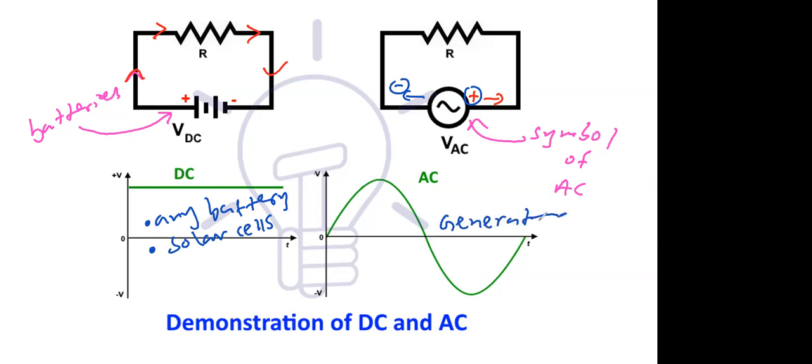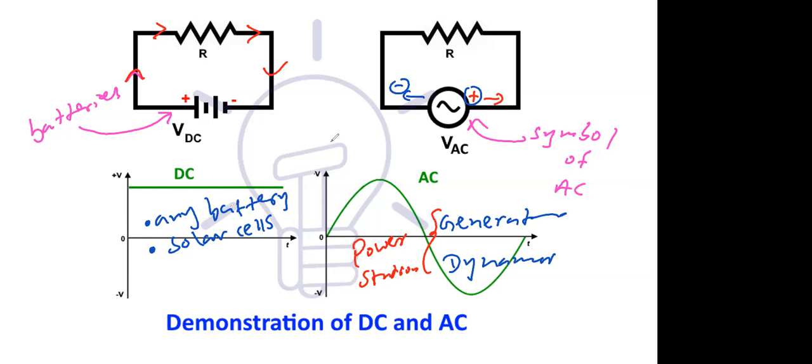Generators and dynamos. Mostly they are used in power stations, powerhouses. Hydropower, nuclear power, thermal power, wind power. Any power station uses these generators or dynamos to generate electricity.